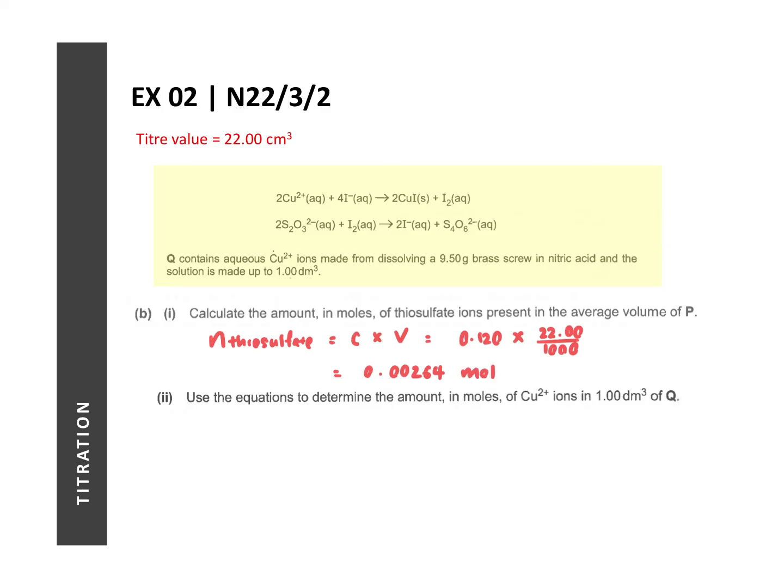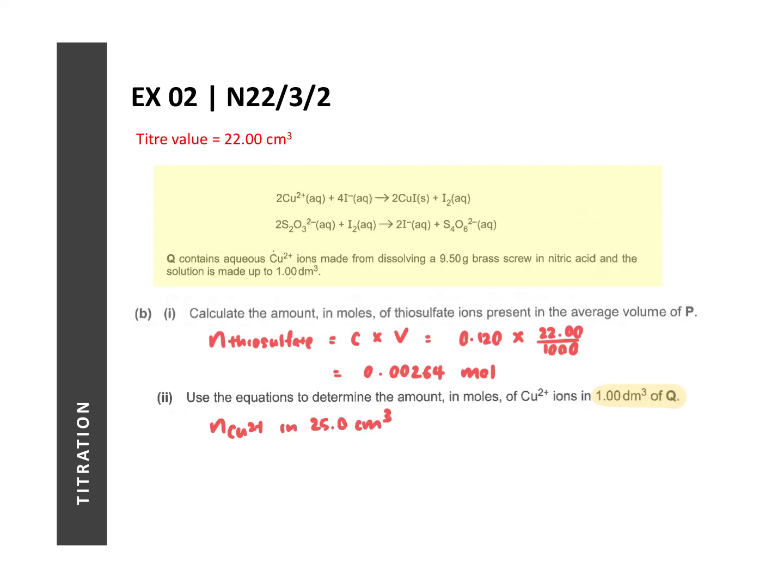Next, they want you to determine the number of moles of copper 2 ions in 1 dm cube. So they actually skip a step over here. They want you to find the number of moles of copper in 1 dm cube of Q. So how do we go about doing it is this. First, we need to find the number of moles of copper ions that are present in your 25 centimeter cube that you have pipetted out for titration.